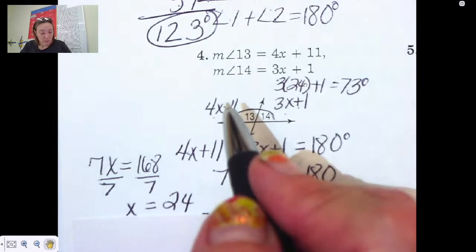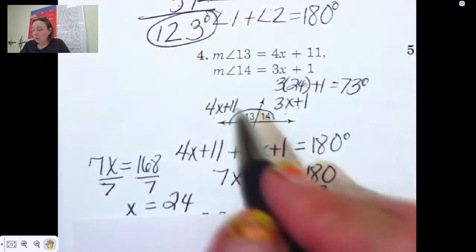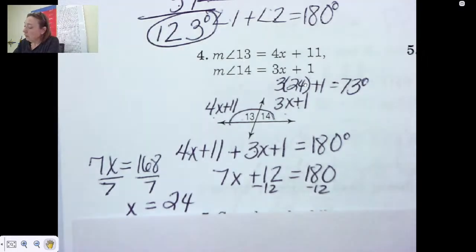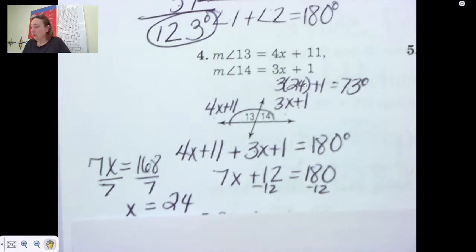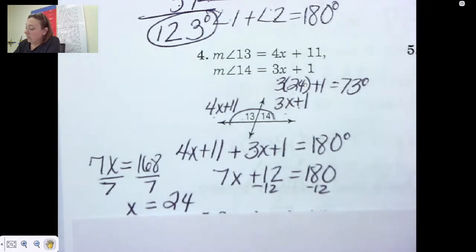Why is my phone not on silent? I don't know why it's not on silent. It should be. I have it set to where it automatically goes to silent. All right.